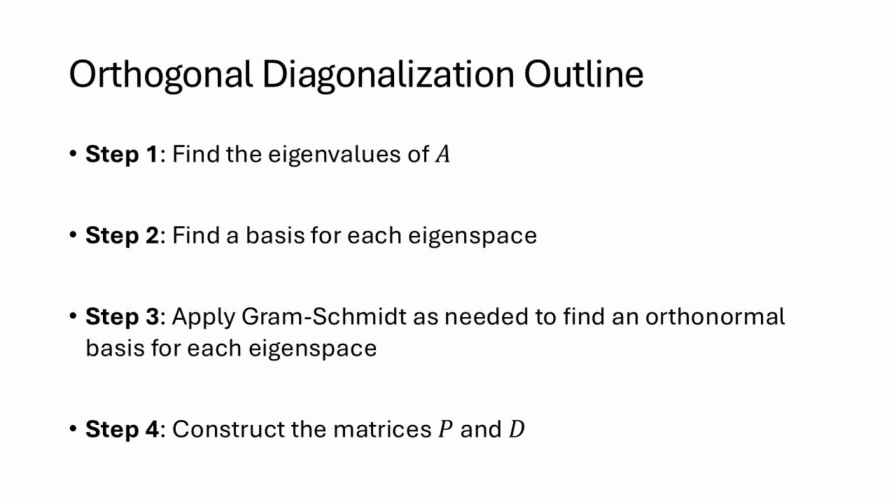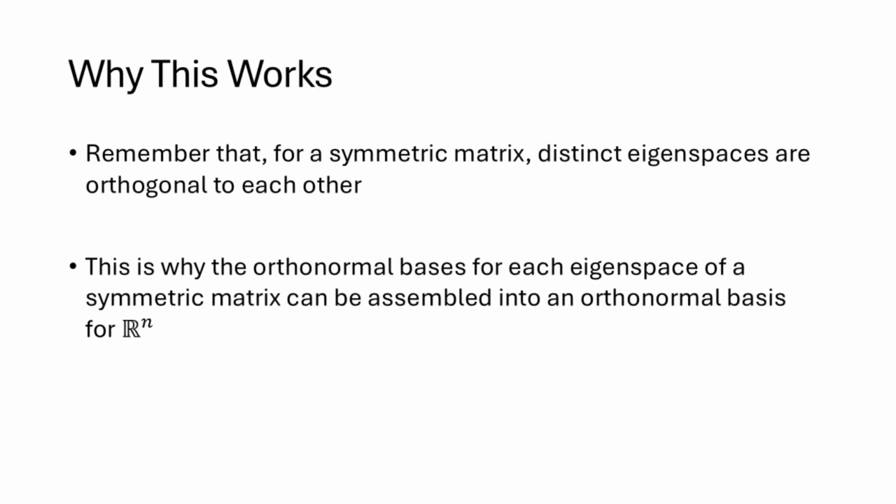Why does this work? For any square matrix A, we could always do steps 1, 2, and 3. We could always apply Gram-Schmidt to the bases for the eigenspaces that we get, but that would not necessarily give us a full orthonormal basis for the space Rn. The reason why we can assemble the individual orthonormal bases for eigenspaces for a symmetric matrix A is because we proved that those separate eigenspaces are all orthogonal to each other.